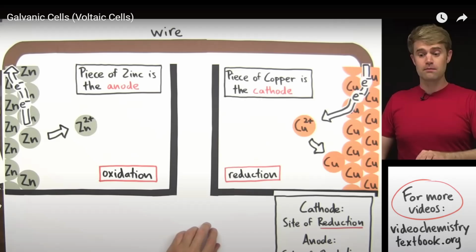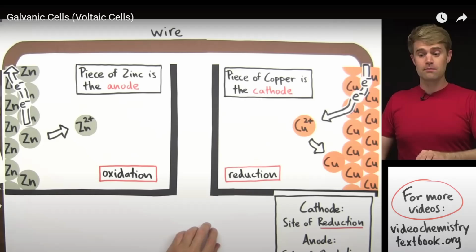And you know what's nice about O and A? They are both what kind of letters? Vowels. Yes? What about C and R? Both consonants. So oxidation occurs at the anode and reduction takes place at the cathode.